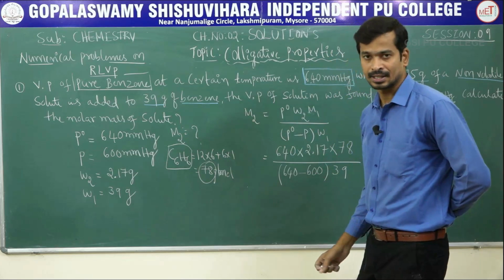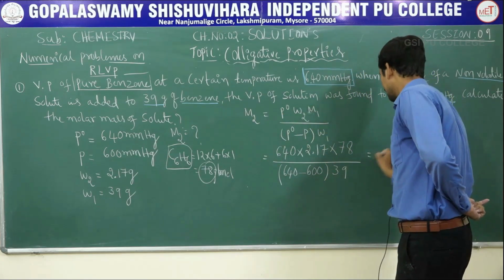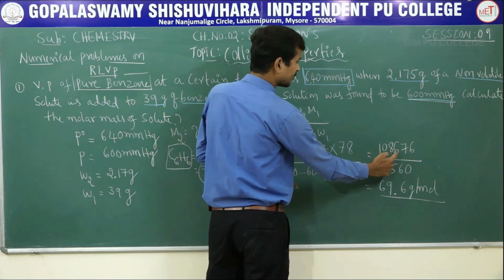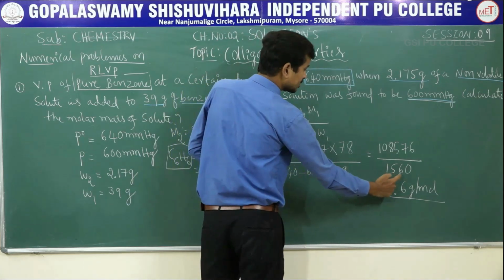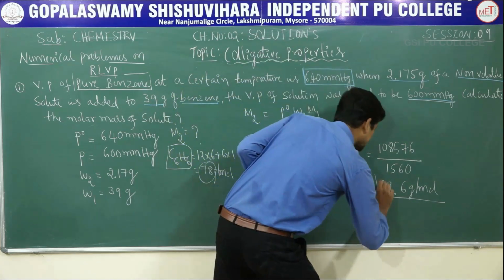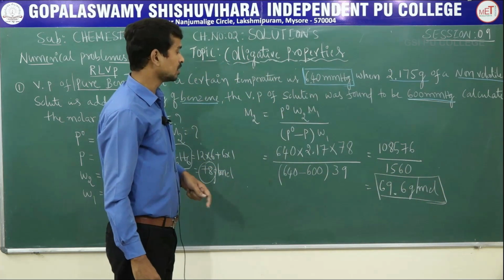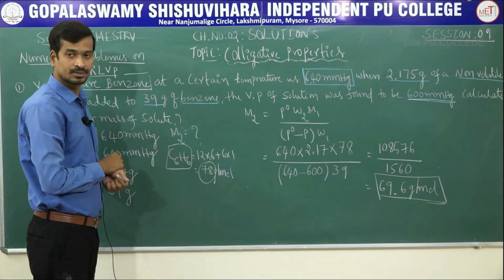Do you understand? Clear? All data are given. This is equal to, multiplying this, they give us 108576 divided by multiplying this, 1560. The final answer is 69.6 gram per mole. This is your molecular mass of a non-volatile solute.